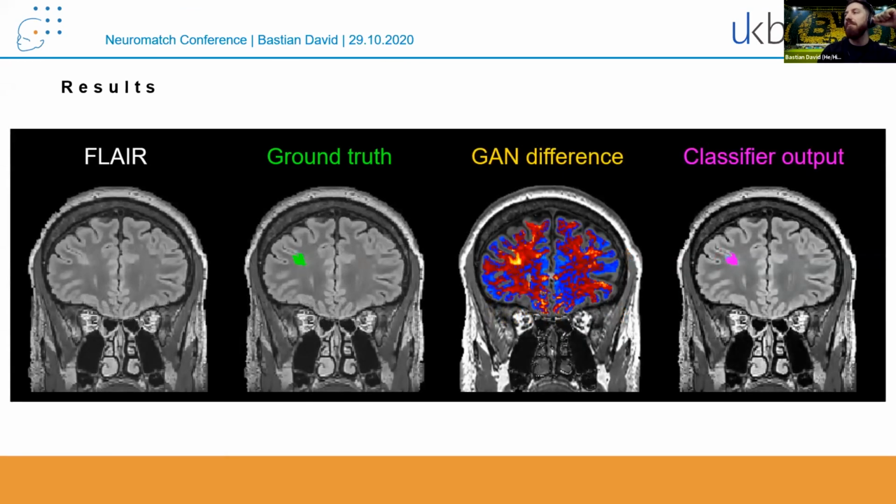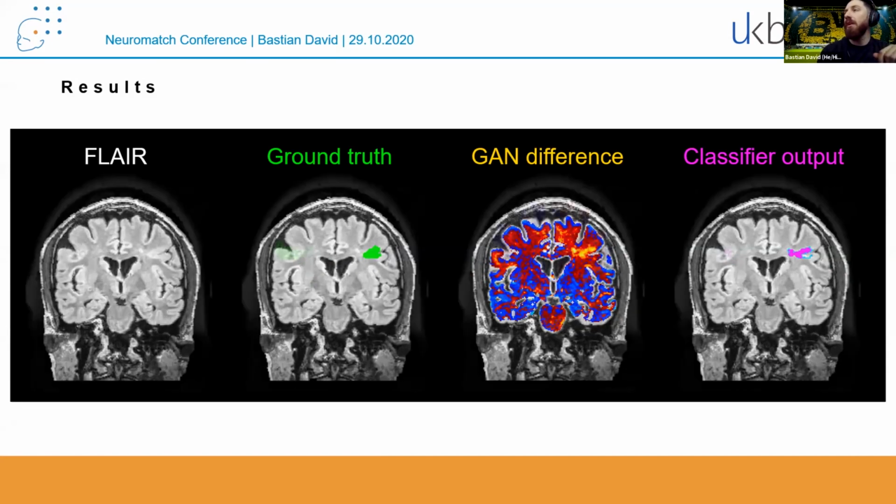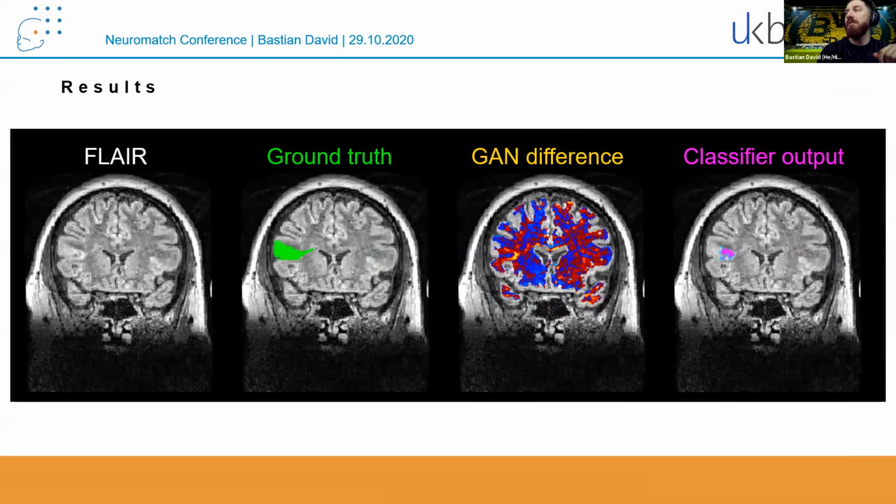And here are some, a little bit cherry-picked results, I have to say. This is the index patient. You see the GAN difference highlights the lesion and the classifier finds it. This is another lesion which is actually already visible, and the GAN difference also finds this one. This one is a patient which I think really highlights the benefit of the deep learning approach, because you can see that this image has quite a lot of motion artifacts, very, very common for epilepsy patients. But still, the GAN difference image highlights the lesion, and the classifier also finds it.